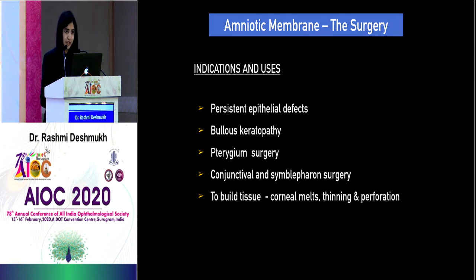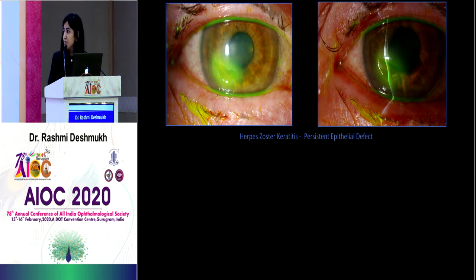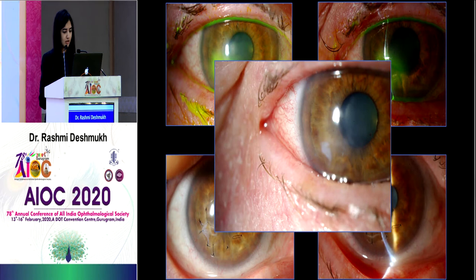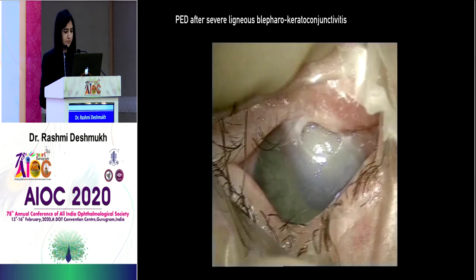Now coming to the indications and uses, these are just some of the common indications for amniotic membrane, but there are so many. So the first is persistent epithelial defects. This is an example of amniotic membrane being used in persistent epithelial defects. This was a case of PED in herpes zoster keratitis, where the epithelium is just freshened and then a small layer of amniotic membrane is sutured at the edges. And after a few weeks, this is how it heals. So the epithelial defect is completely healed.